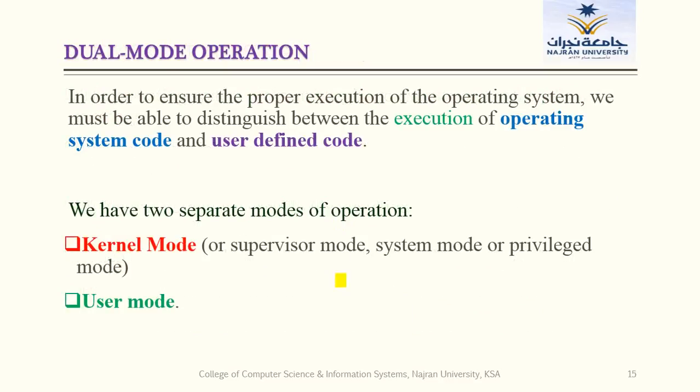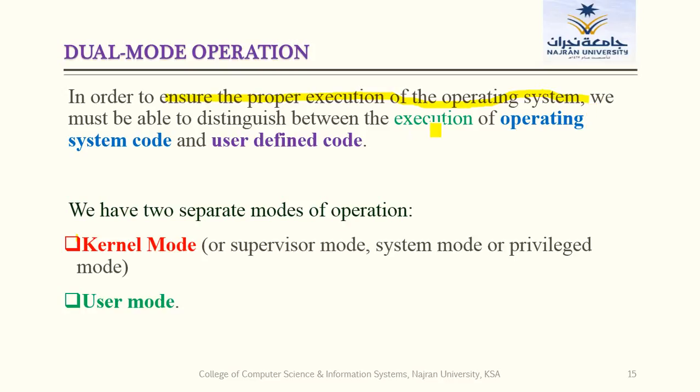Okay, now this is very important, that in our system we always have dual mode operation. This is important because there are two things that are working all the time: one is the user of the computer and the other is the operating system. In order to ensure the proper execution of the operating system, that is the purpose of dual mode.